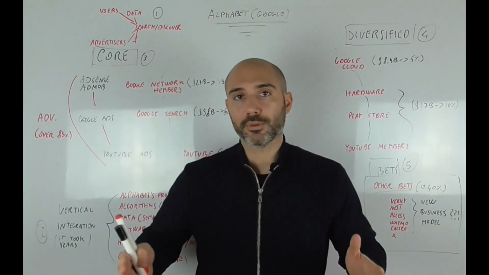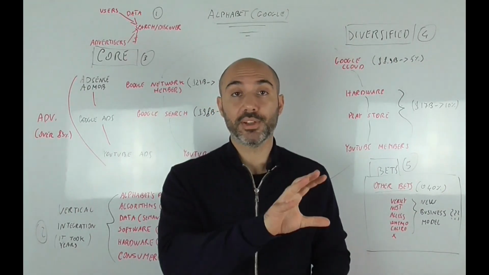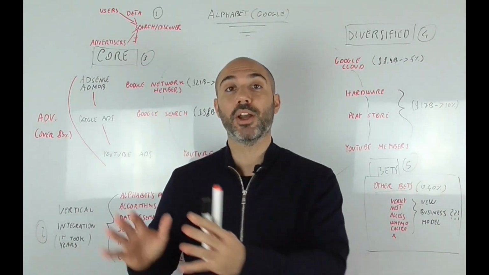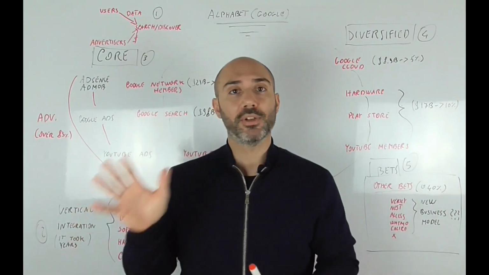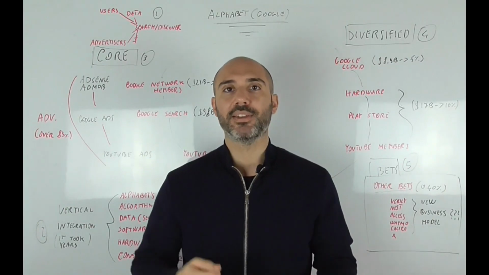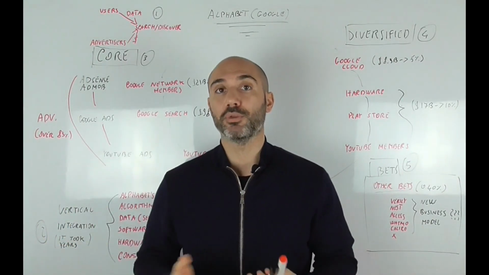So in this sort of strategy, you see that you have a core business, you have a diversified part of the business which is connected to the core business, and then you have other bets which might not be connected at all to the core business, but is where the company is placing bets that might turn out to be successful in the future.